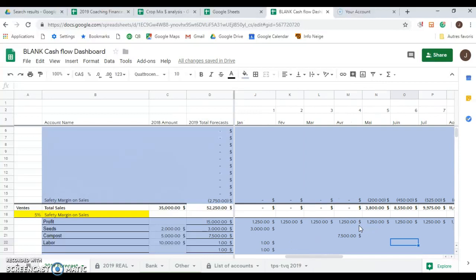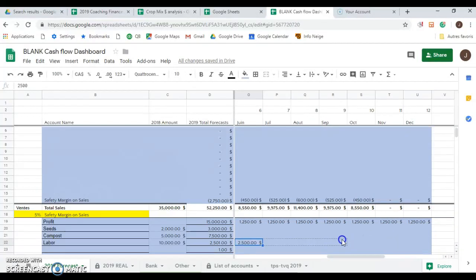And then labor. Well, let's see, how much would we be spending on labor? You could sort of figure it out. I'm just going to enter some really random numbers. Let's say 40 hours a week? 400. Yeah, so let's say, okay, we're going to be paying someone all the way through October.